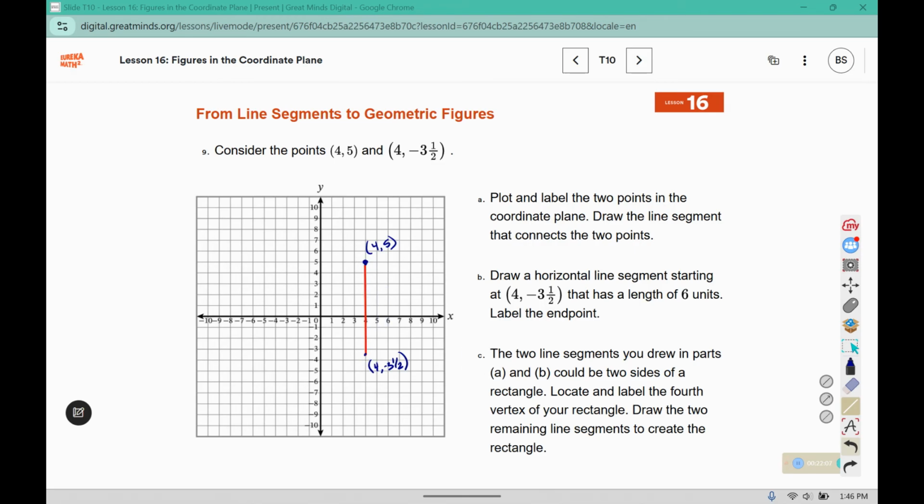Draw a horizontal line segment starting at (4, -3.5), and has a length of 6 units. So we're starting at this bottom point, and we're going 6 units. So this is 1, 2, 3, 4, 5, 6. And label the endpoint. Well, that is 2 to the left, so negative 2, and then down 3.5.